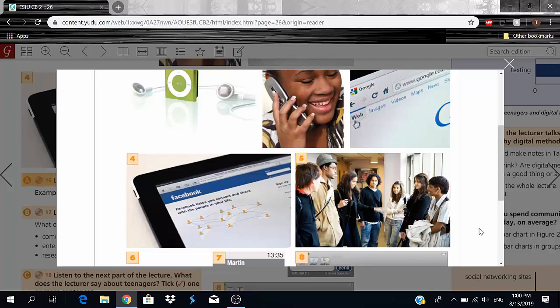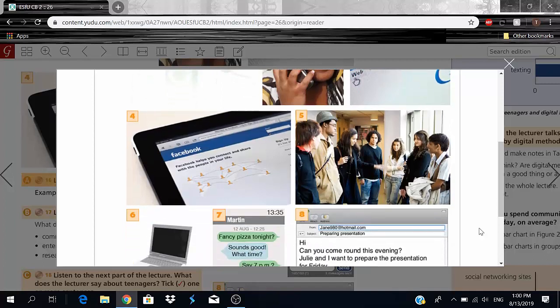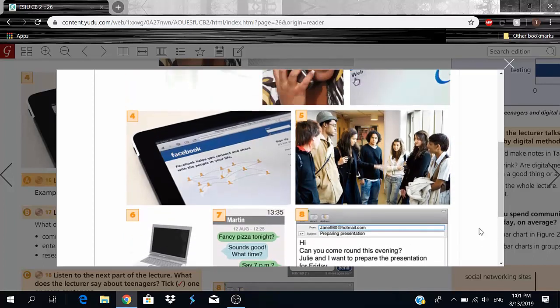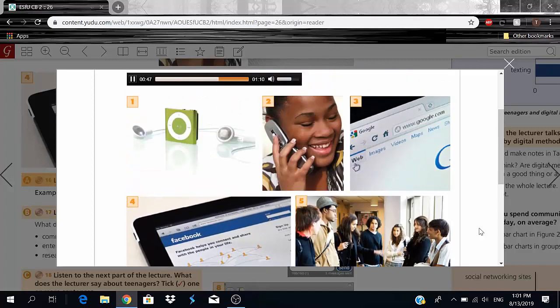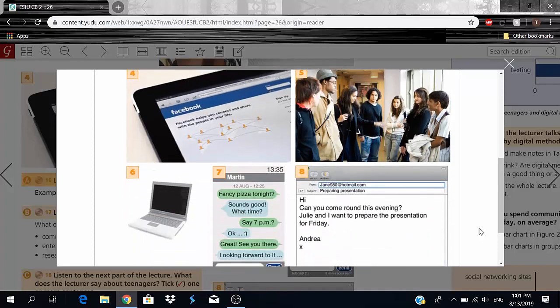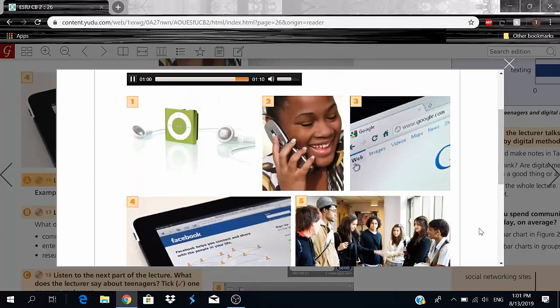Do you have your cell phone with you? Do you have a laptop? Do you have a good MP3 player? Do you have many face-to-face conversations every day? Can you send me a text message? How many emails do you get every day? Do you use Google for research? What is your favorite social networking site?